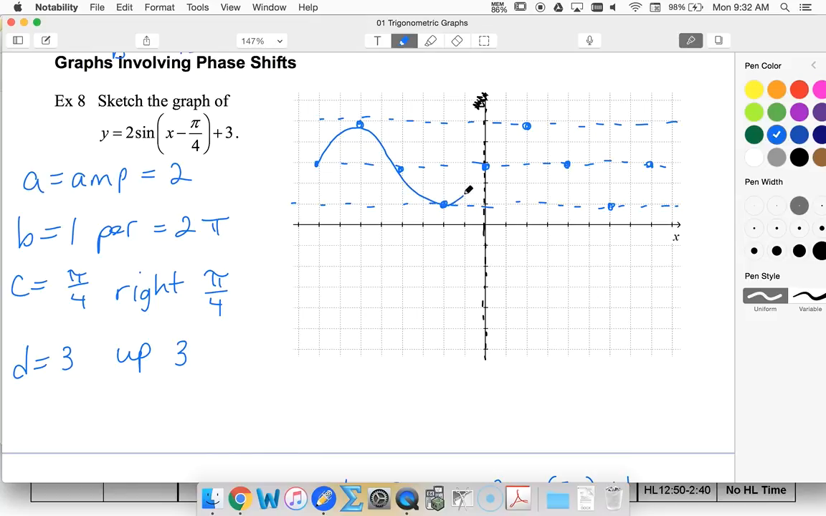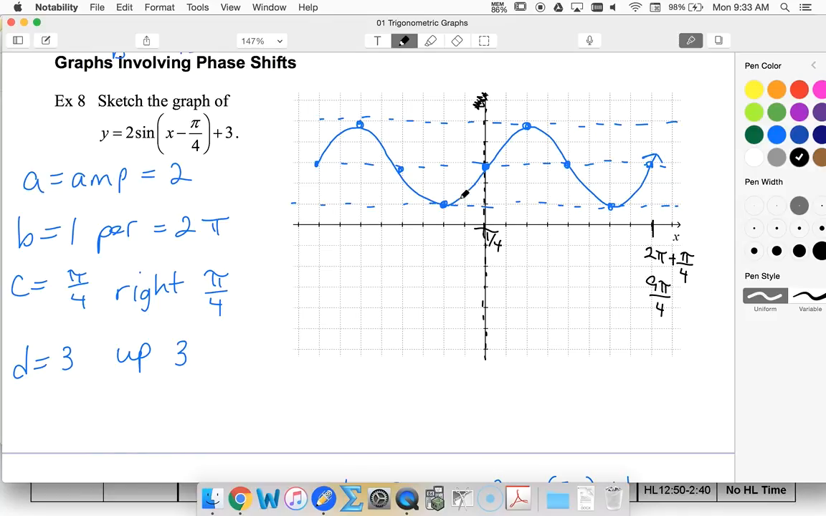And now I'm going to think about my x-axis labels. So we know that we want to have shifted to the right pi over 4. That means this x-axis label has to be pi over 4. I know my total period is 2 pi, so by the time I get back to the middle here, I've gone a distance of 2 pi, so I'm adding that to pi over 4, because I know this distance has to be 2 pi. So this is going to end up being 9 pi over 4.